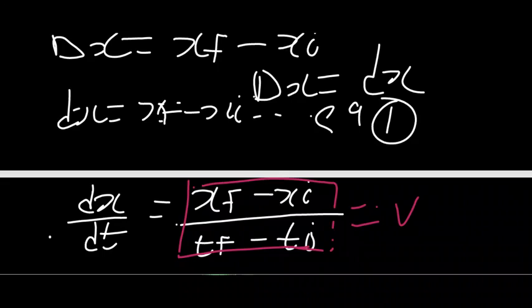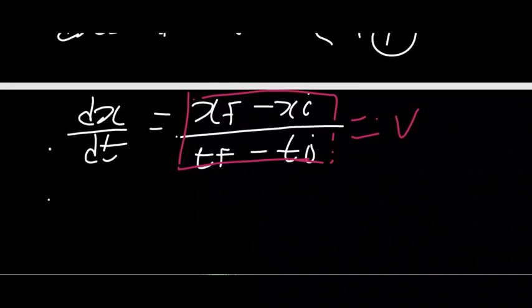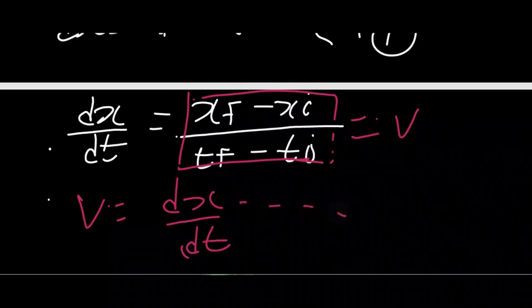Let us just write this in a proper manner. So this will be V is equal to dx over dt. So you can call this your equation 2. This is how we denote velocity with calculus.